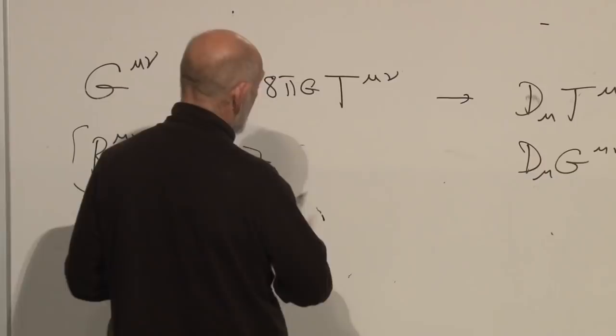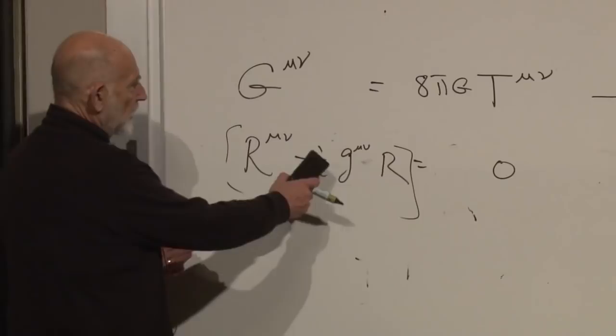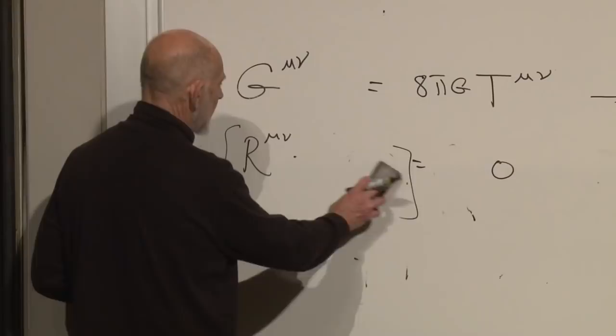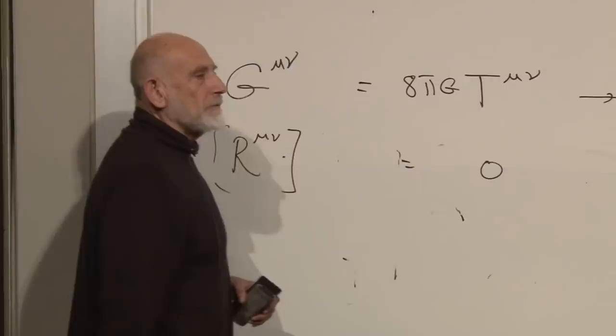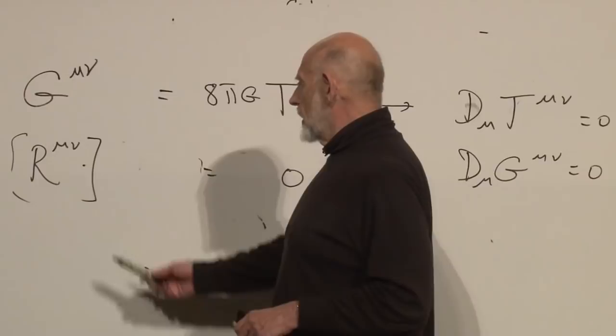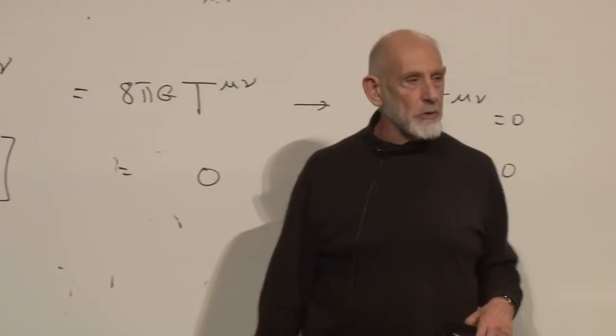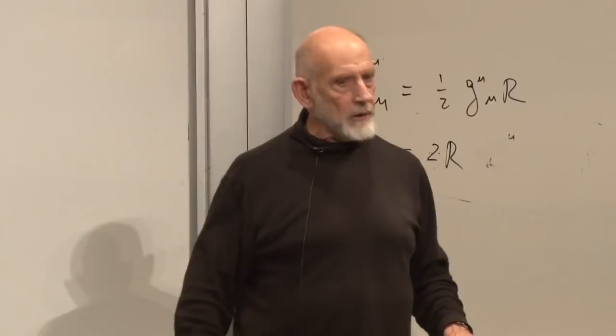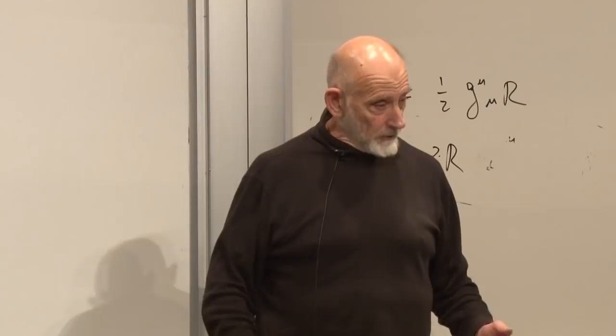In this special case, when this is equal to 0, you can drop this term. 1 half g mu nu r is just 0. Einstein's field equations become a little simpler in what is usually called the vacuum case. The vacuum case means in regions of space where there are no sources. In regions of space where there are no sources, the whole set of Einstein equations is just the equations that r mu nu is equal to 0. The solutions are not trivial. They contain gravitational waves with no sources, just like there are electromagnetic waves.